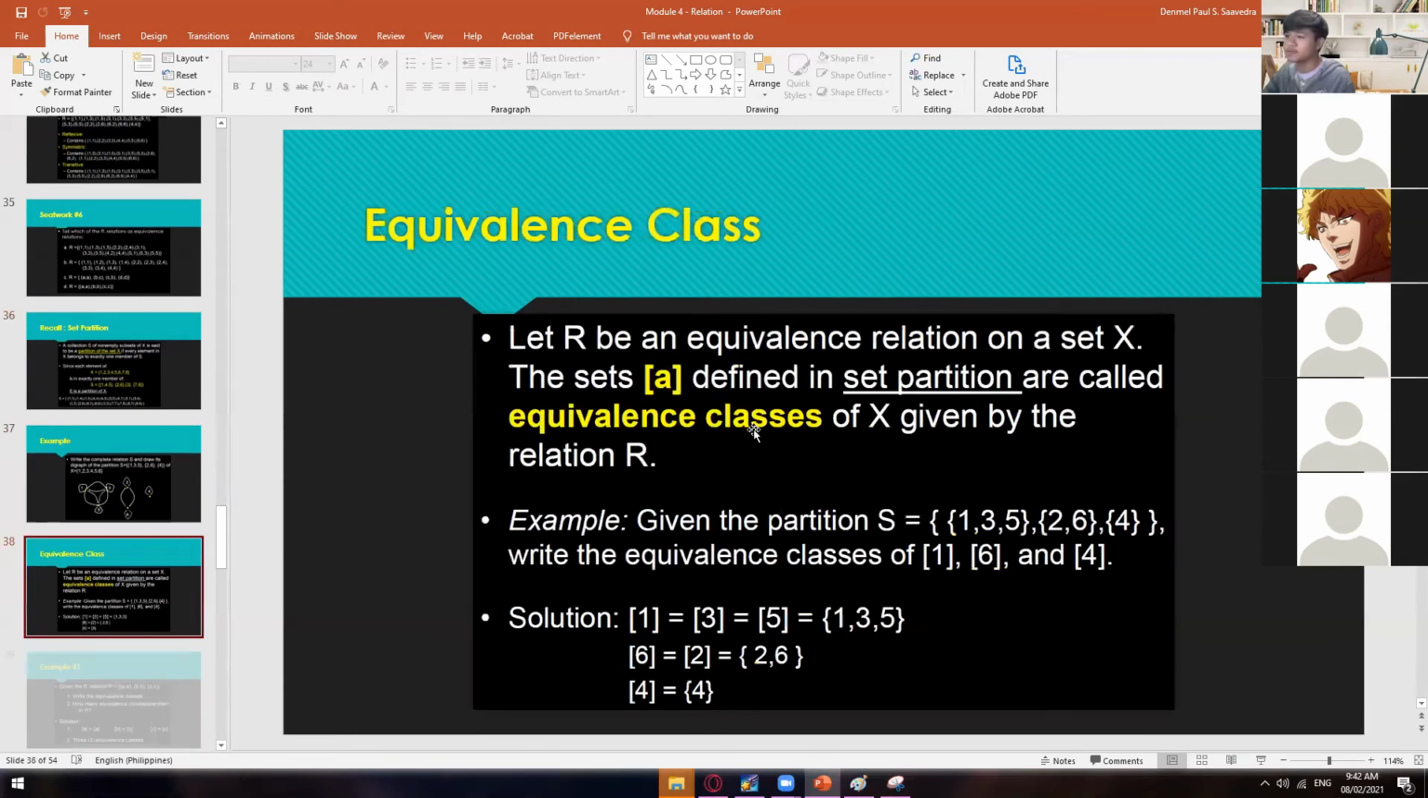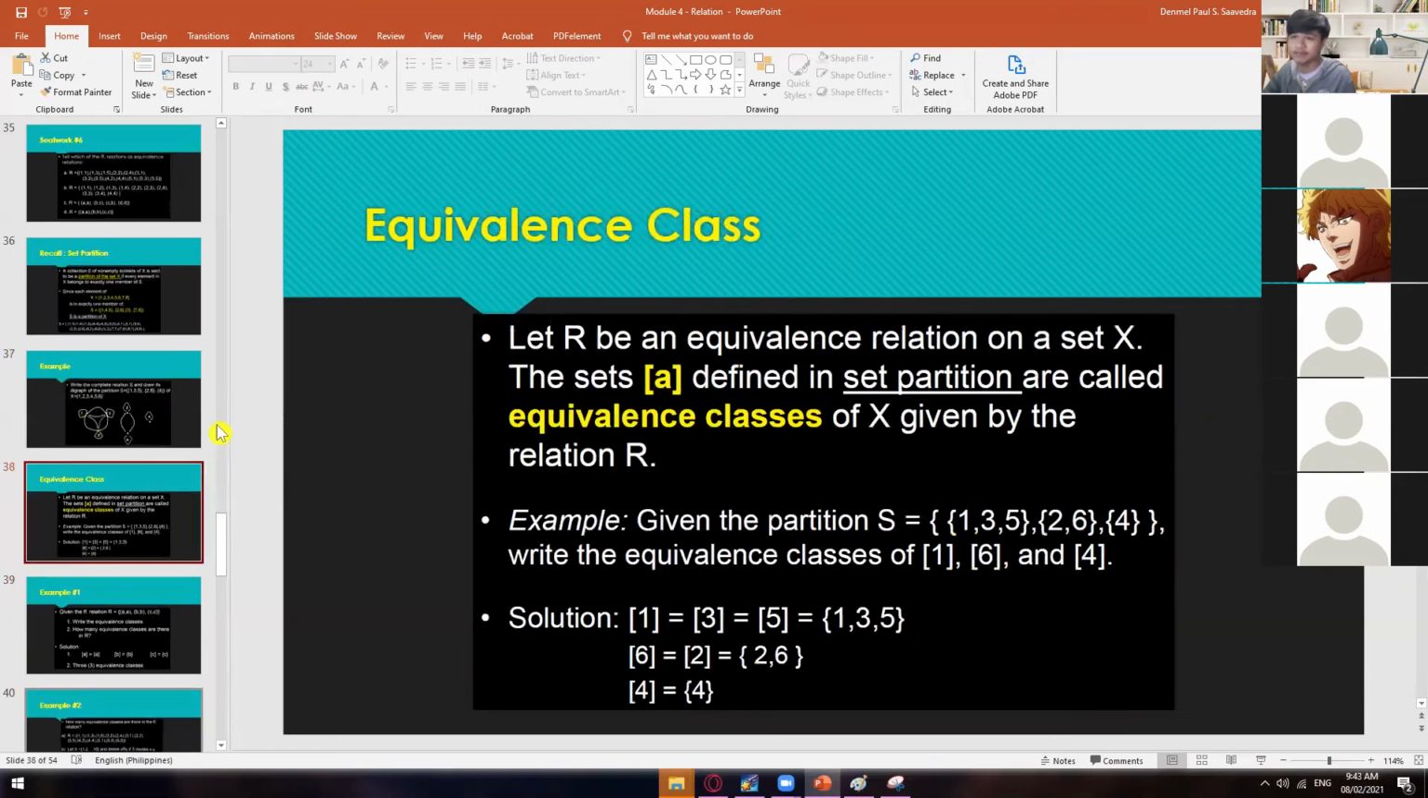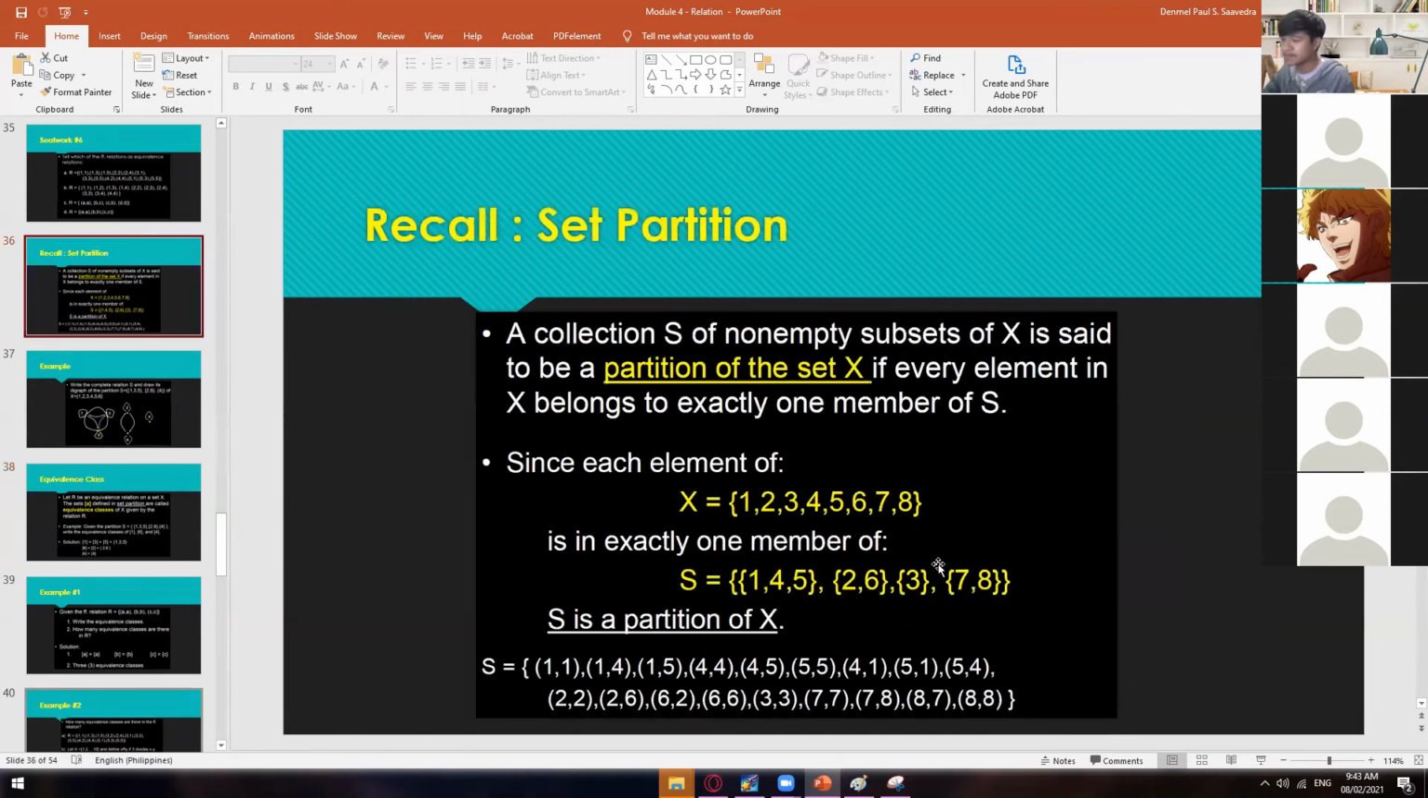Okay, so let's move on with equivalence class, wherein our very main topic regarding this set partition. So let R be an equivalence relation on a set X. So the sets A defined in set partition. So what is our set partition again? So this is an example of set partition. So where did this one come from? This one came from our superset, which is this X.